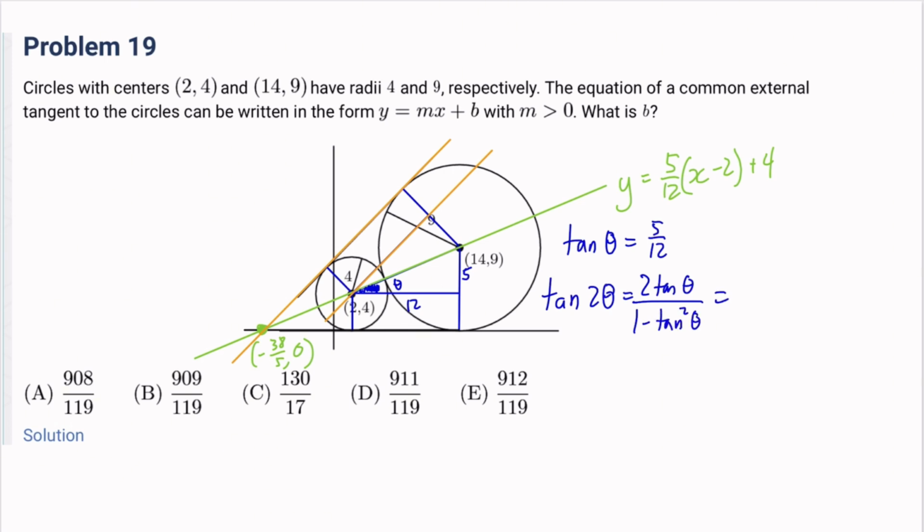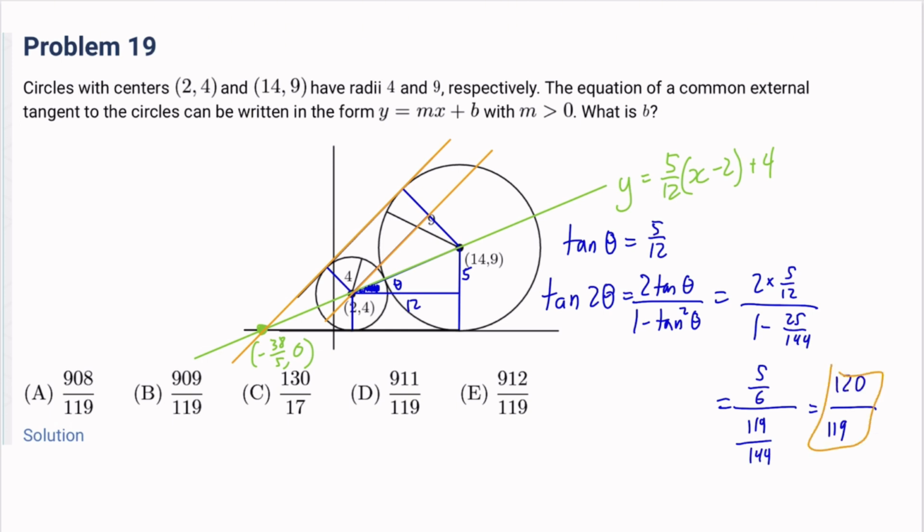So that's going to be 2 times 5 over 12, over 1 minus this squared, which is 25 over 144, right? And so this is going to be equal to 5 over 6 over (144 minus 25) over 144, which is 119 over 144, right? So this is 119 times 6 over 5 times 144. And so that's going to be equal to 5 times 144 and times 6. That's going to cancel out. That's going to give us 120, right?